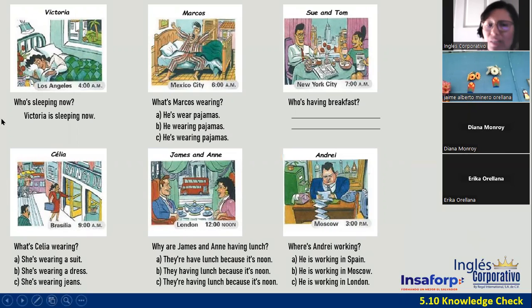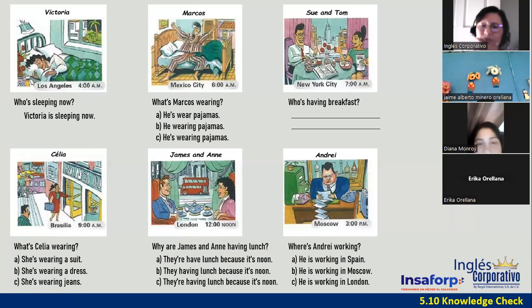So we have number one, it says, who's sleeping now? Victoria is sleeping now. What about number two? What's Marcos wearing? A, B, C. Which one? ¿Cuál de los tres? What's Marcos wearing? It's letter B. No, actually it's letter C. ¿Por qué? Porque en la A no tenemos ING en el verbo. Solo dice he's wearing pajamas. Y en la B nos hace falta el verbo to be. He wearing pajamas. Por eso nuestra única opción es la C. He's wearing pajamas.